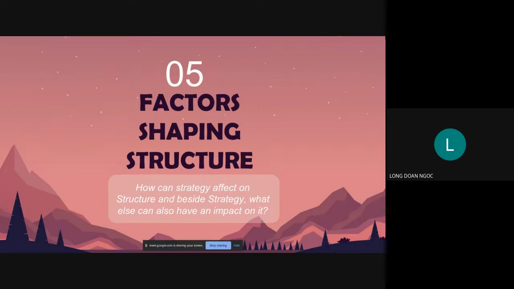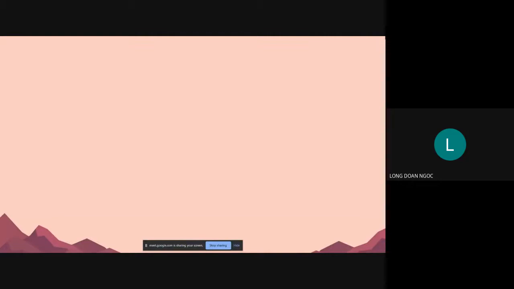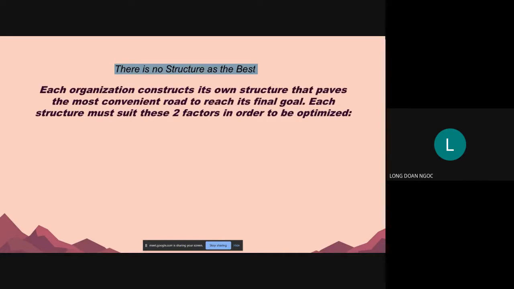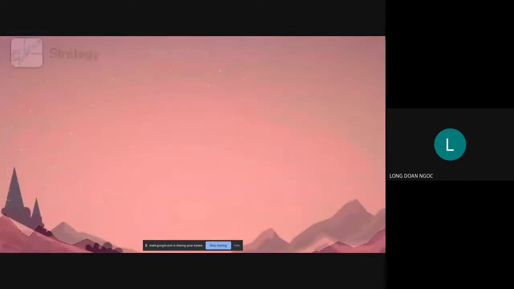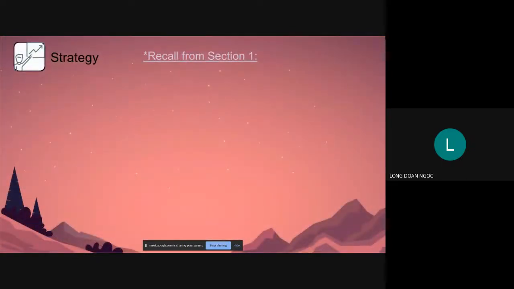Let's get into the factors shaping structure. Nowadays, there's no concept that identifies any structure as the best. Each organization erects its own structure that plays the more convenient role for its objective. We see that each organization's structure must fit into the check of these two factors in order to be optimized, that is strategy and technology. So in strategy, as I have defined, organized is how we do, laid out with the what we do of strategy.